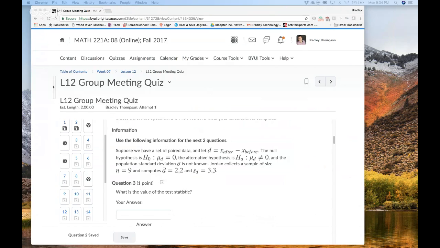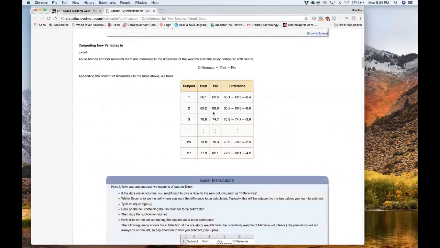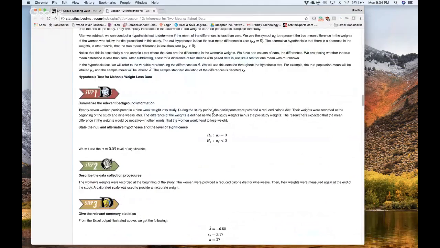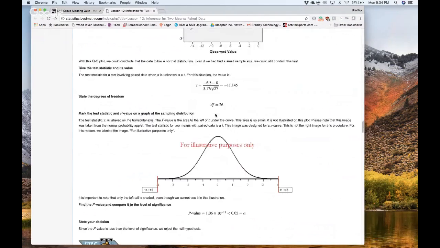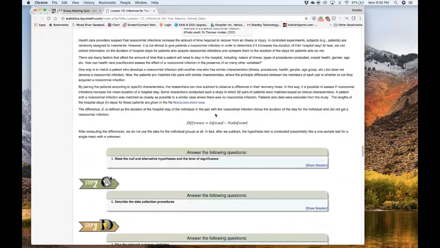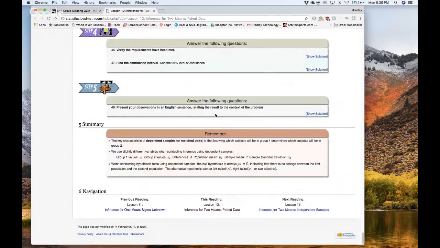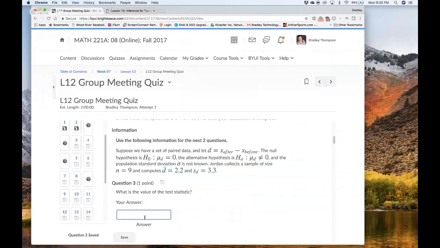Please. Okay, so we are looking at t equals 2.2 minus 0 over. The formula we're using is t equals d-bar minus mu d, divided by SD over the square root of n. Again, I watched the video. So in the end, we've got 2.2 over 1.1, right? Okay, so yeah, it's 2. So t equals 2. Okay.